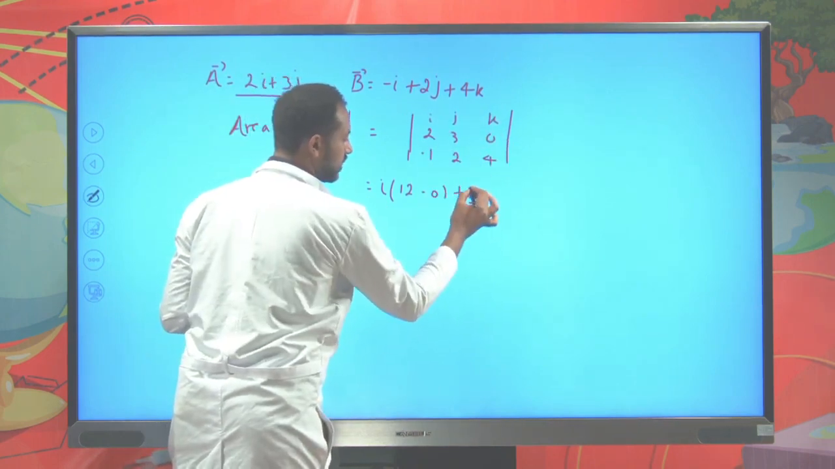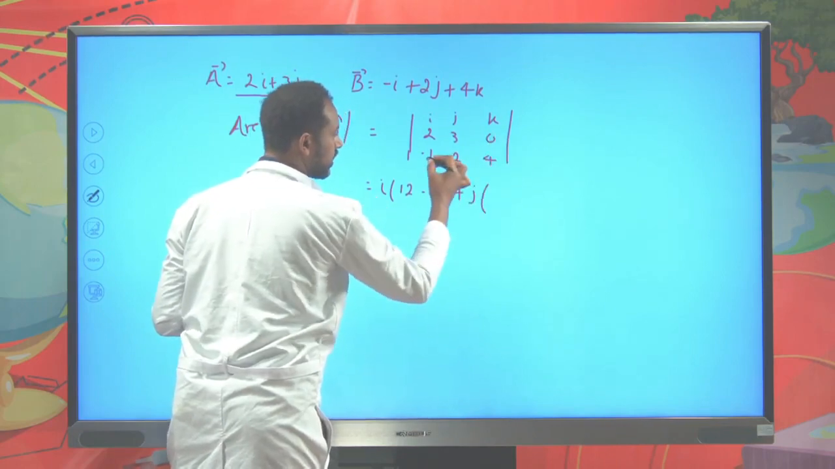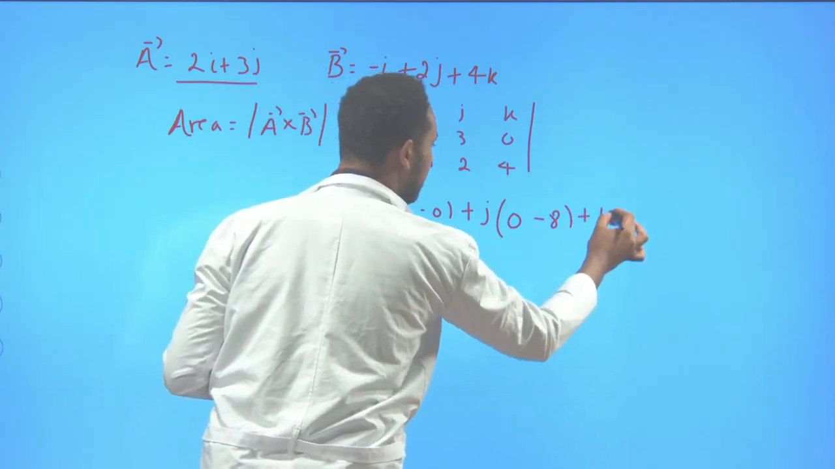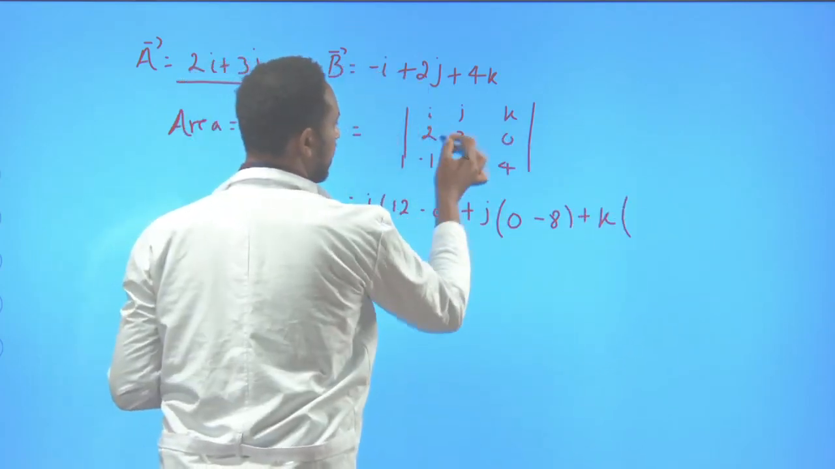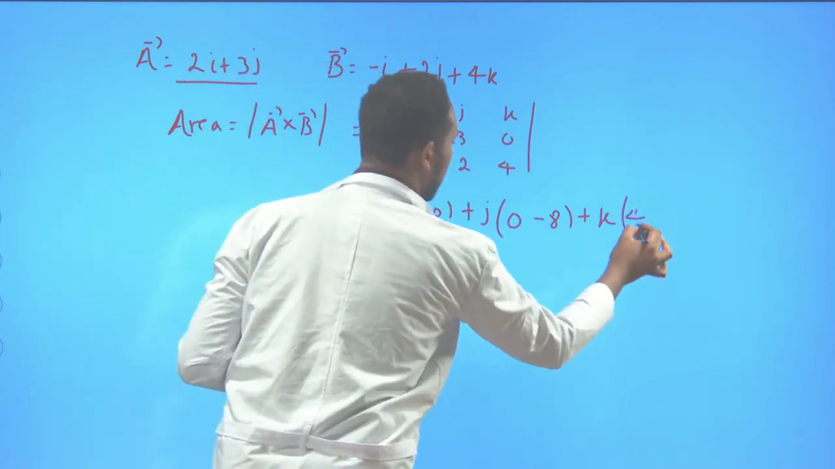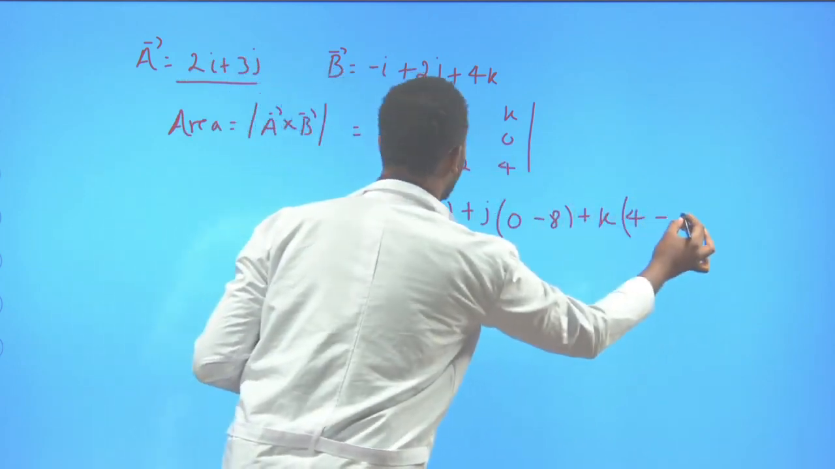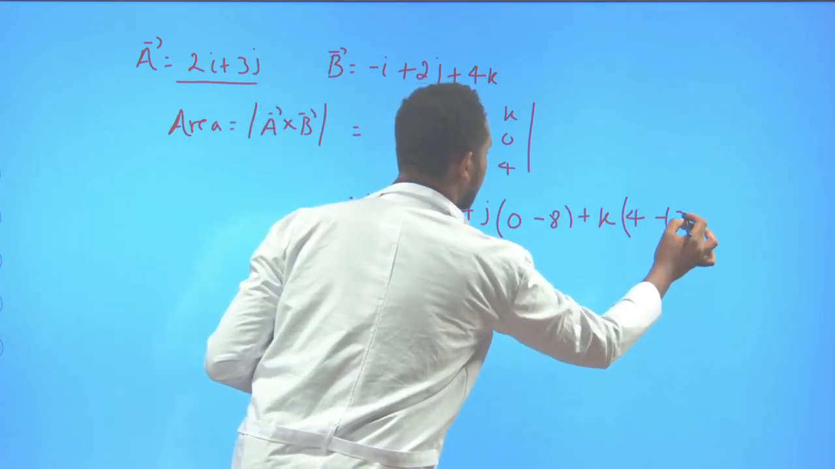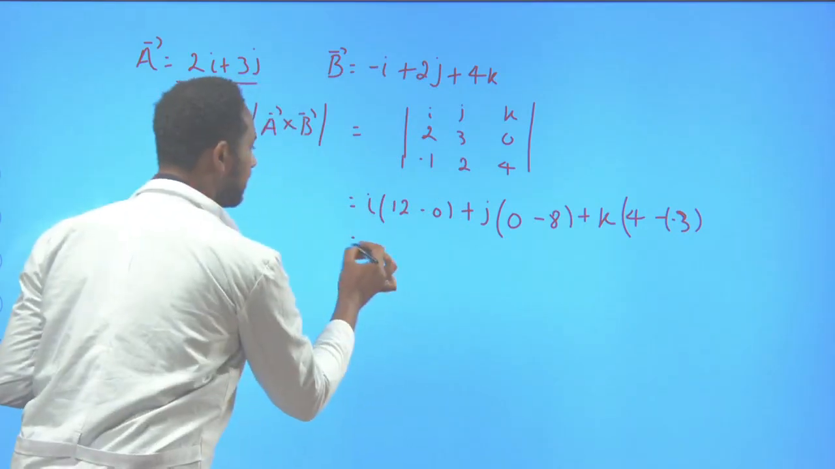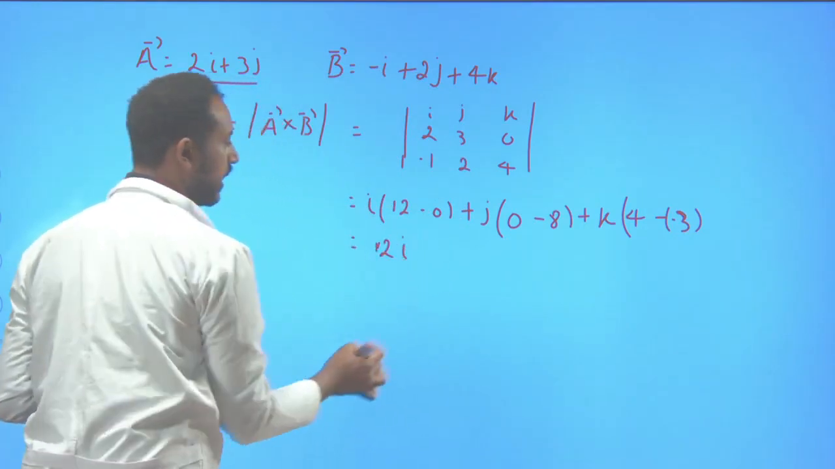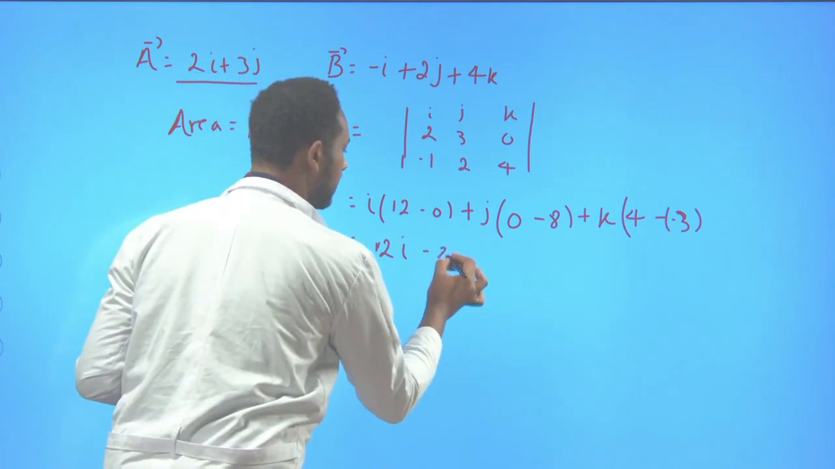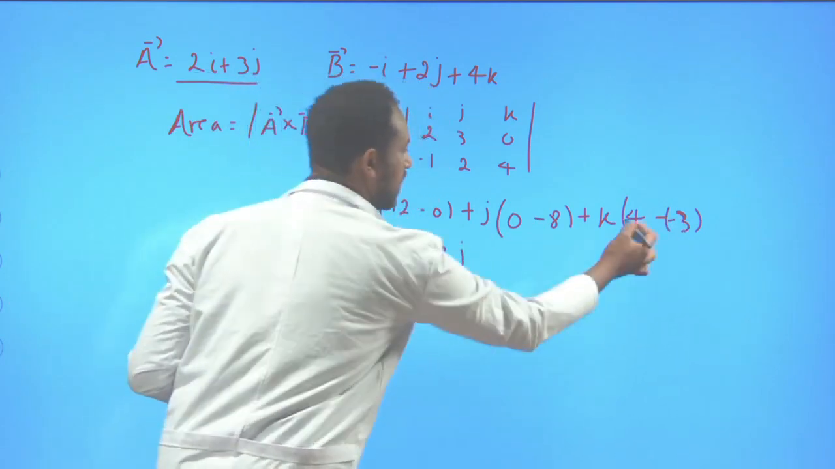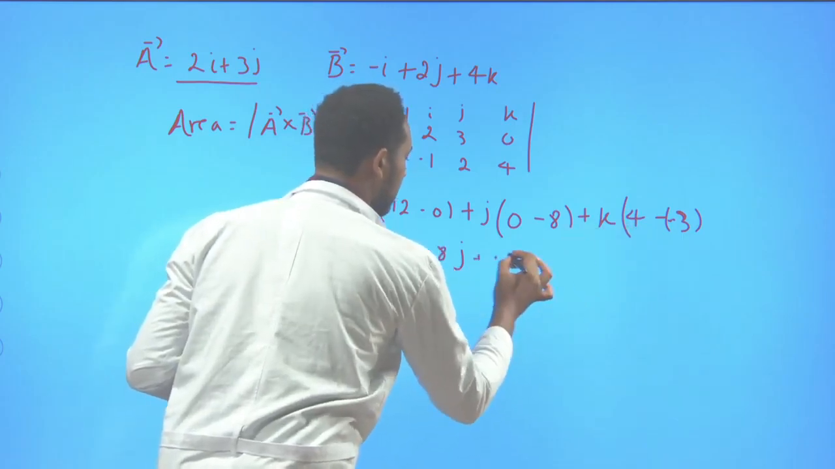For j, first you have to take k: 0 times minus 1 is 0, minus 4 times 2 gives you 8. Then for k, if you eliminate the row and column, 2 times 2 gives you 4, minus 3 times minus 1, which is minus 3. Therefore, this gives you 12i, minus 8j, and 7k.